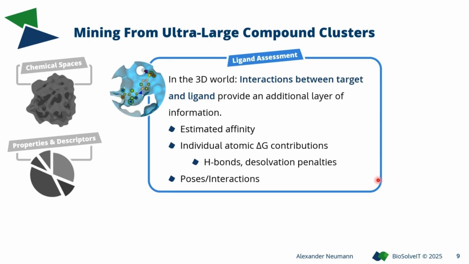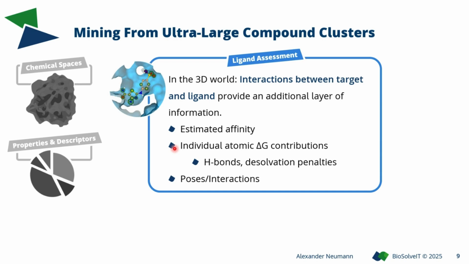In regards to ligand assessment, this is the 3D world. So we're looking at structures binding at something, your protein structure, your DNA, whatsoever. And this is where you take a look into interactions between the target structure and the ligand. And those provide you with very valuable insights of the binding mode of the ligand, and ultimately also provide an additional layer of information that you can feed back into your workflows, which is the estimated affinity of the assessed ligand, but also the individual contributions of each heavy atom to the overall binding affinity.